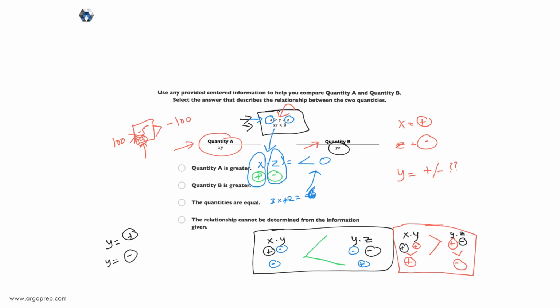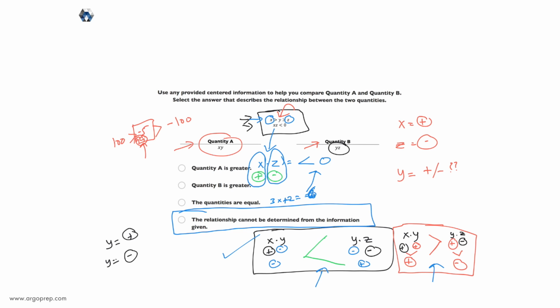And take a look at that. We have two different signs, right? If y is a negative number, quantity B is greater. If y is a positive number, quantity A is greater. So we have two different scenarios here, which automatically means that the answer choice is D, that the relationship cannot be determined from the information given.